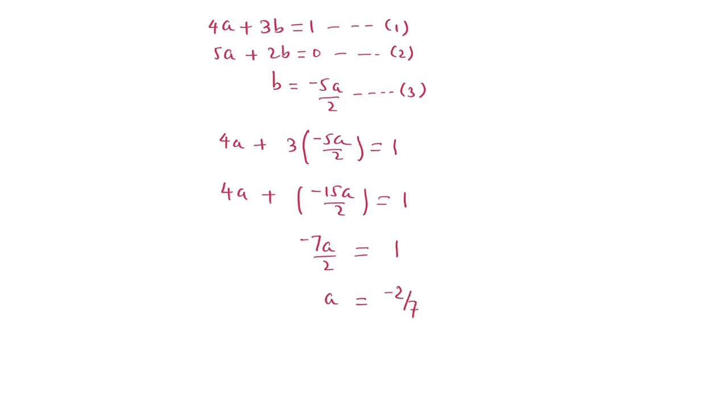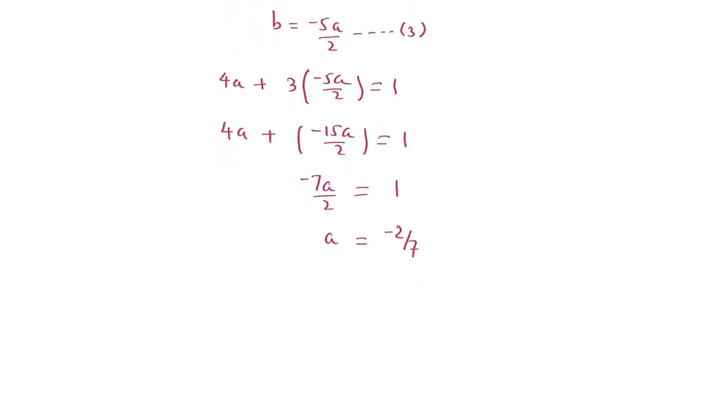Let us now substitute the value of A in equation number 3. Then we are going to have B equals negative 5 over 2 times negative 2 over 7. Solving this, we are going to have B equals 5 over 7.